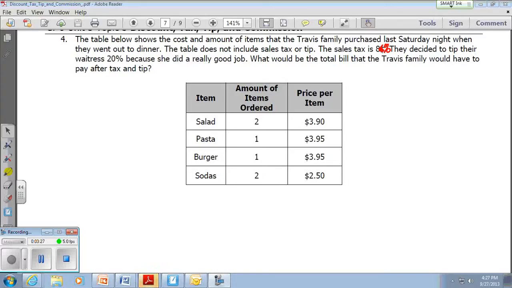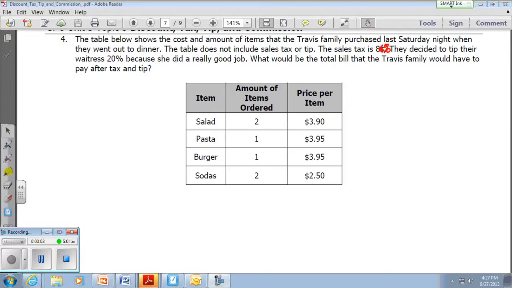Let's read from the beginning. The table below shows the cost and amount of items that the Travis family purchased last Saturday night when they went out to dinner. The table does not include sales tax or tip. So the sales tax is 8%. They decided to tip their waitress 20% because she did a really good job. Remember, the normal rate is 15%. What would be the total bill that the Travis family would have to pay after tax and tip?